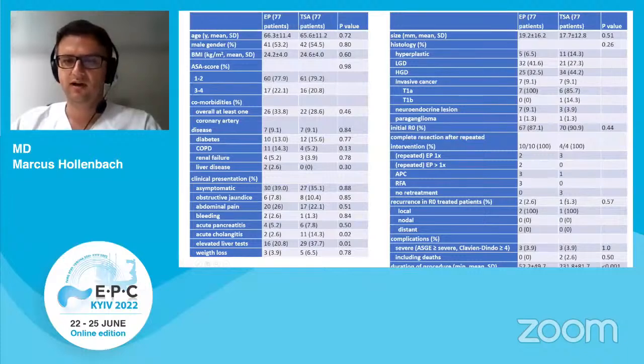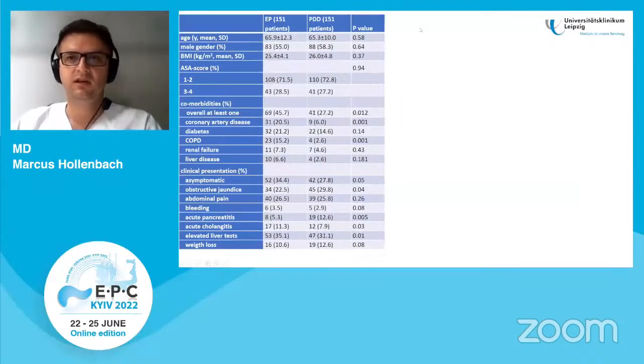Also, if you have a look at the recurrences in the R0 treated patients, they were very low and comparable between these groups. If we focus on the complications, we compared the severe complications, classified as ASGE severe or Clavien-Dindo more than 4 points, and you can see that the complications were comparable between the groups and not significantly different. However, the duration of the procedure and the length of hospital stay were significantly longer in the TSA group.